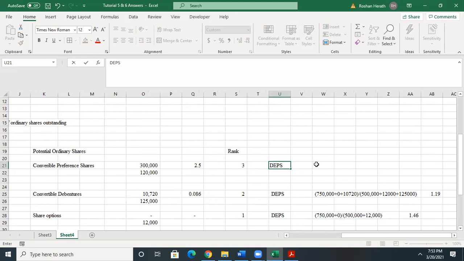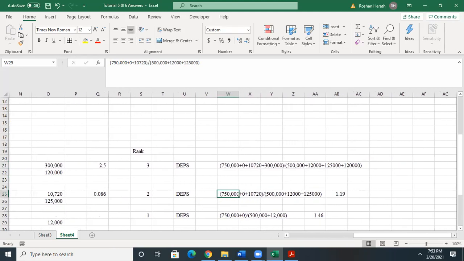Diluted earning per share. Incorporate this stage as well. 750,000 plus 10,720 plus 300,000, divided by 500,000, those are the number of shares that you had, then you add 12,000 the share option plus 125,000 convertible debentures plus the convertible preference shares 120,000. Dividing by this, we get the earning per share.